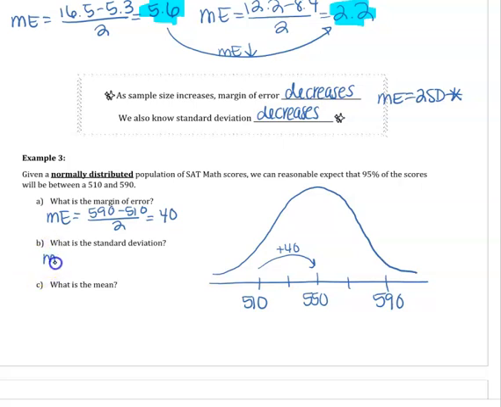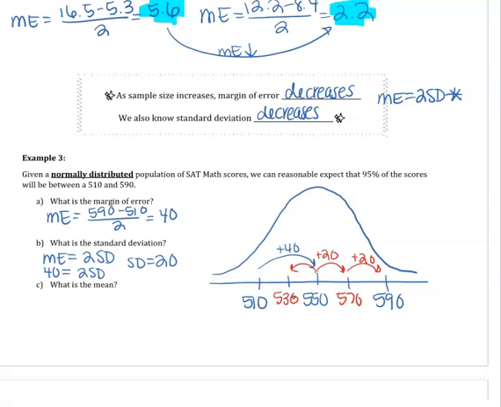Margin of error is always equal to 2 times the standard deviation. So if we know our margin of error is 40, then it stands to reason that our standard deviation is 20. Filling in the rest of our gaps here, I add 20 to fill this in, this would be a 570, which makes sense to continue my distribution, and likewise going backwards, this would be a 530, and back another 20 would give me 510. So I've completed my distribution curve.